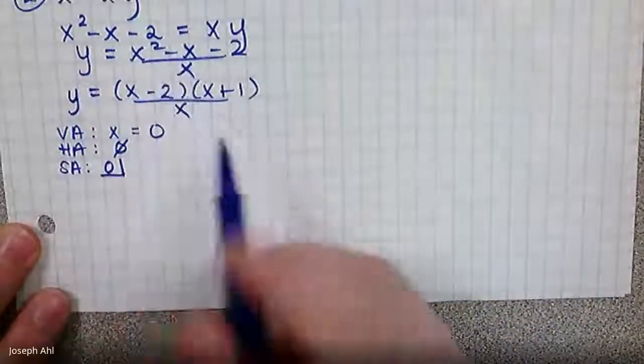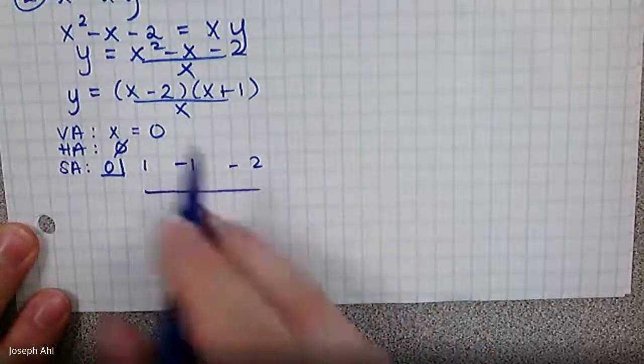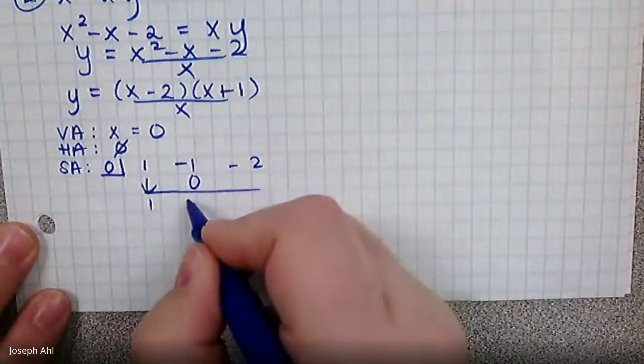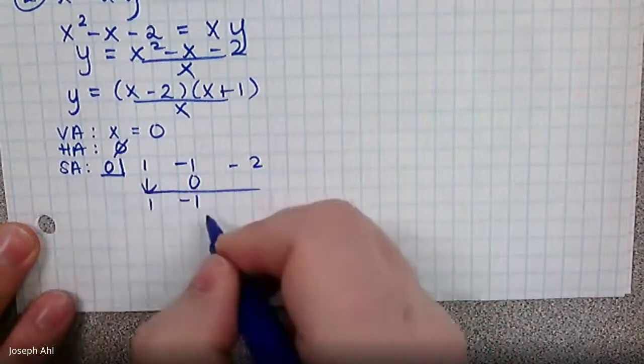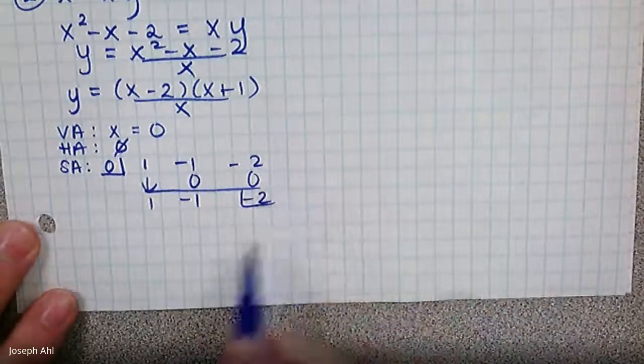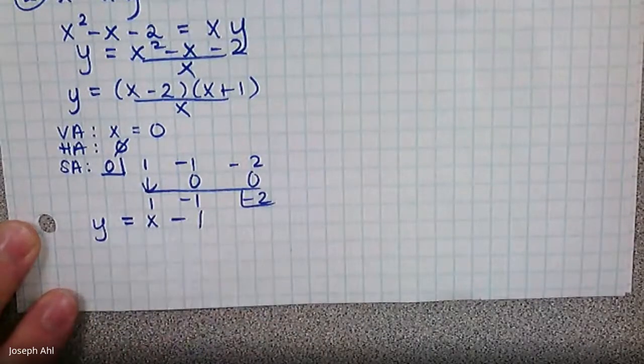All right, and the coefficients are 1, -1, and -2. So bring down the 1. 1 times 0 is 0. So plus -1 is -1. And then this becomes 0 again. So the remainder is -2, which we don't really care about. The slant asymptote is at y equals x minus 1.